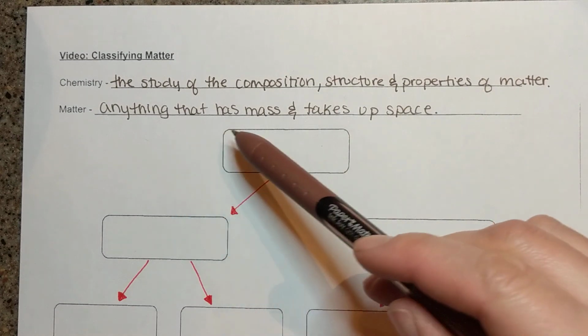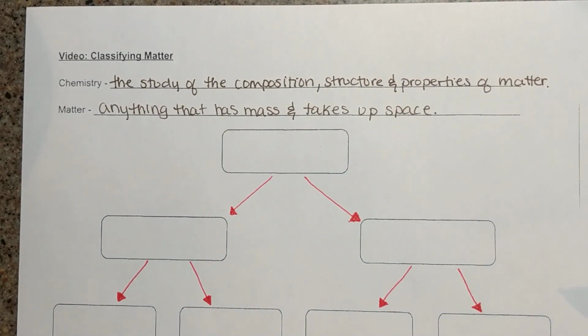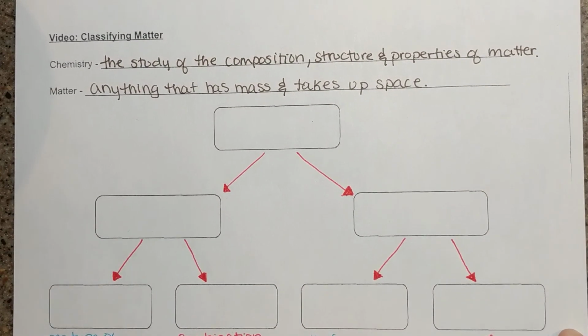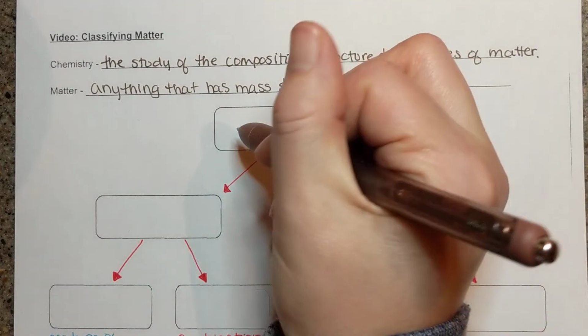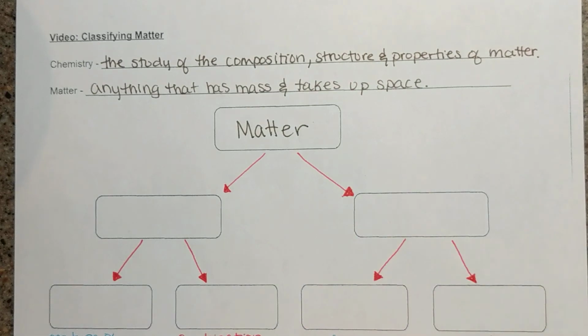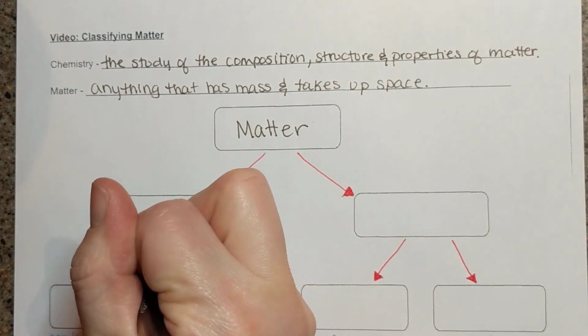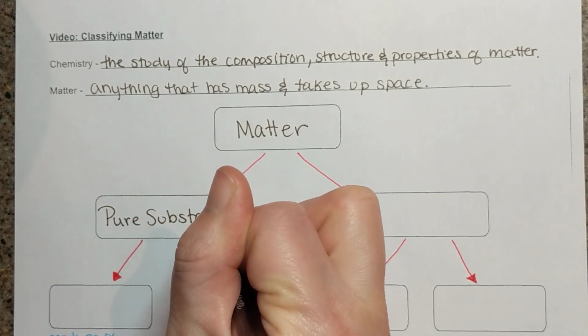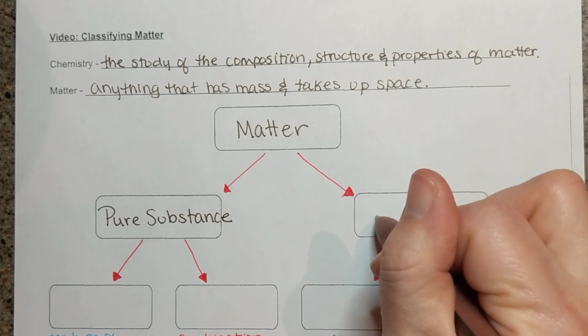And matter is anything that has mass and takes up space. So basically everything that is around you. Matter can get classified into two different categories, and those categories can get broken down into two more categories. So first off, we have matter at the top of our pyramid. Matter can be broken down into two different categories: a pure substance and a mixture.